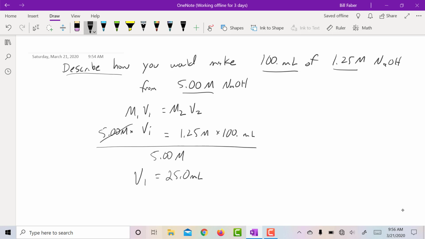And I said describe how you would make that. So you would obviously need a 100 milliliter volumetric flask, and you would follow your rules. Okay, you'd fill this halfway with water. You would add your 25 milliliters. You'd mix it, and you'd make sure you add up to the line with water. Okay, so those are the two ways that you make solutions. In the next video, what I'm going to do is show you how we use these to do stoichiometry.